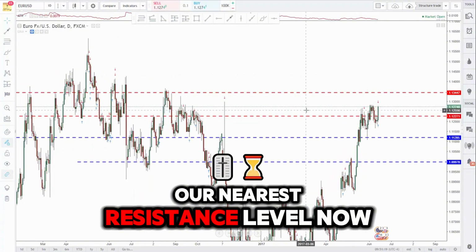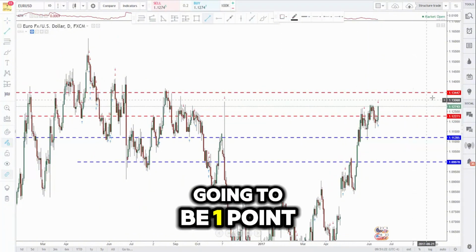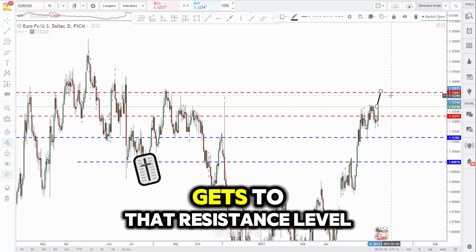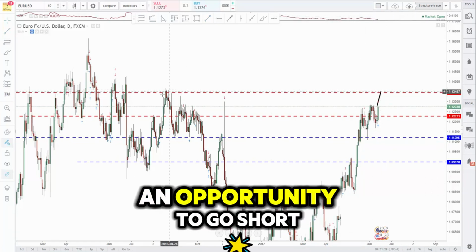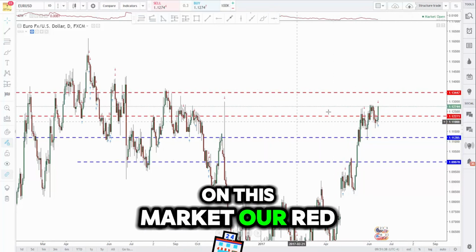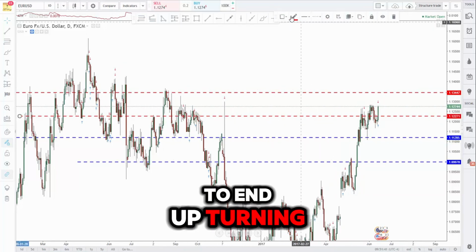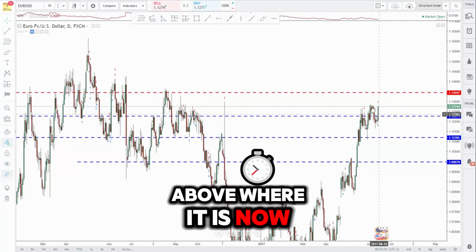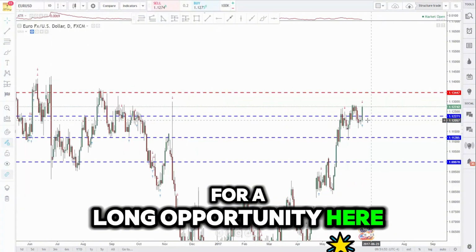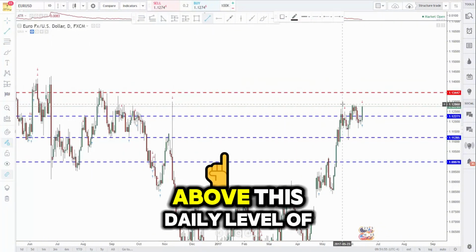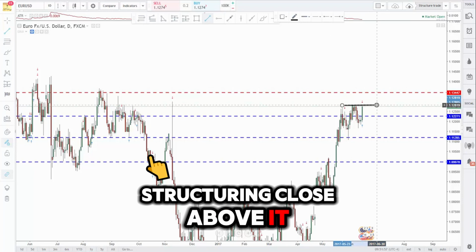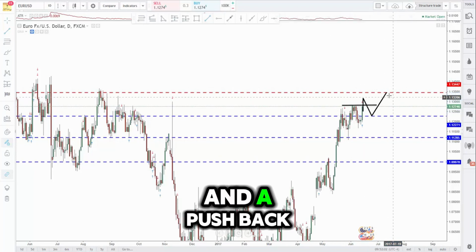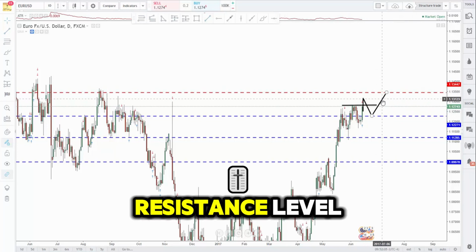Our nearest resistance level at this point is going to be 1.1344. And if the market gets to that resistance level, I'll be looking for an opportunity to go short on this market. Our red line resistance is going to end up turning into support if this market closes above where it is now. And as I said, I'm not really looking for a long opportunity here unless we can break above this daily level of structure and close above it. That's when I may look for a pullback into that zone and a push back up into this higher resistance level on the daily chart.